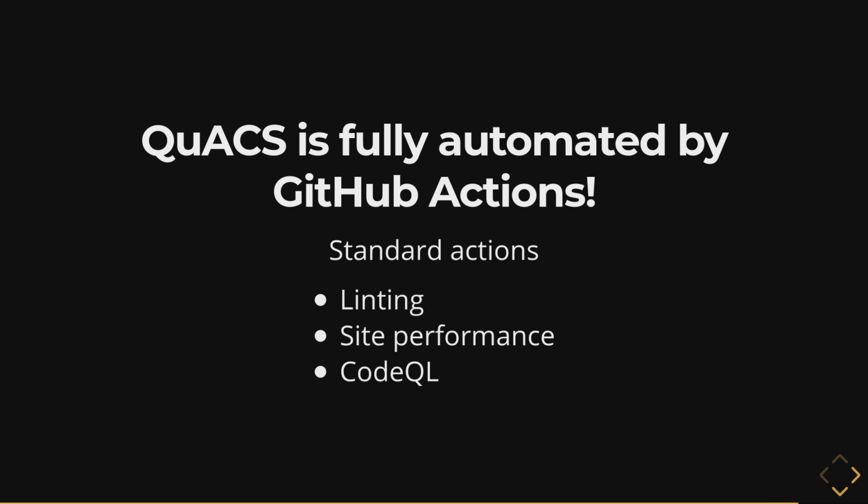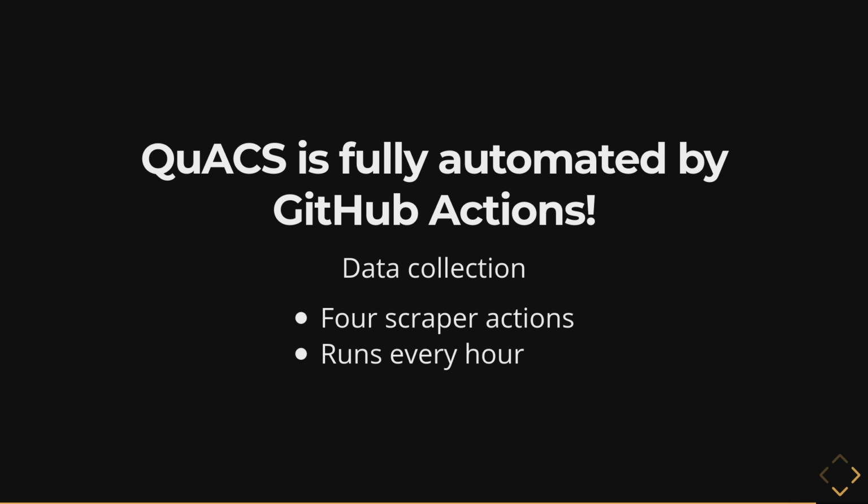So we have some standard actions. We have scripts that lint the code. It checks that there isn't a performance degradation, and then it checks for code quality and bugs. And these are all standard things that most sites have. We also have some QuaCS-specific actions. These are the ones for actually downloading the scripts. They're scheduled to run every hour, and there are 4 different actions, 1 per data source, give or take.